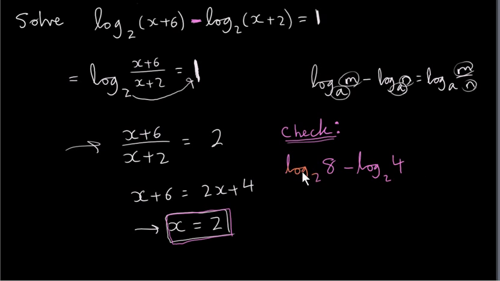Let's see that. Well, log to the base 2 of 8 we can work out without having to use a calculator, because 2 to the power of 3 is 8. Log to the base 2 of 4 is 2, because 2 to the power of 2 is 4, and 3 minus 2 is 1, which is indeed the right hand side. So it does check out.